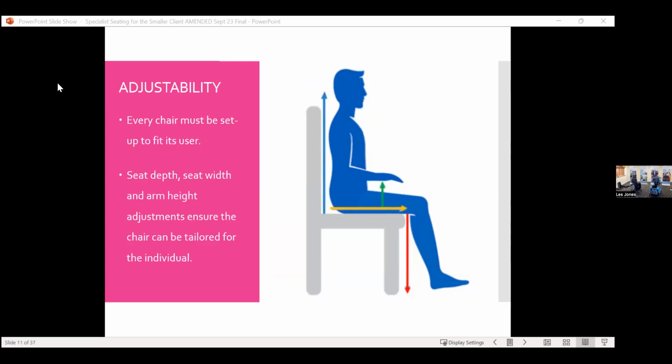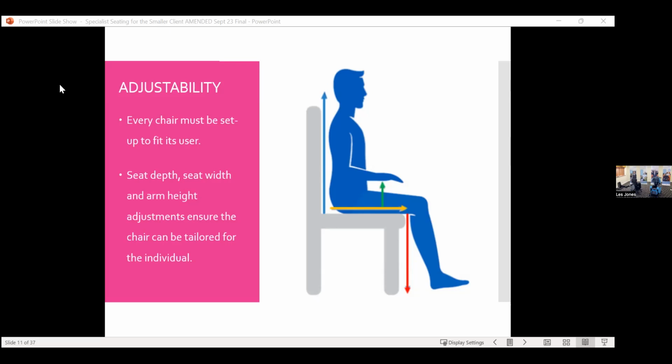Adjustability, another key feature here, one of our newly adopted key principles. Specialist seating needs to be precisely set up to meet the needs of the individual. If it's not done properly, it can cause more damage than good. A phrase I've often used in the past is the devil's in the detail. It's the finer nuances of setting up the seating system that can make a big difference. And again, we cover that in a bit more detail when we come to the practical demonstration.